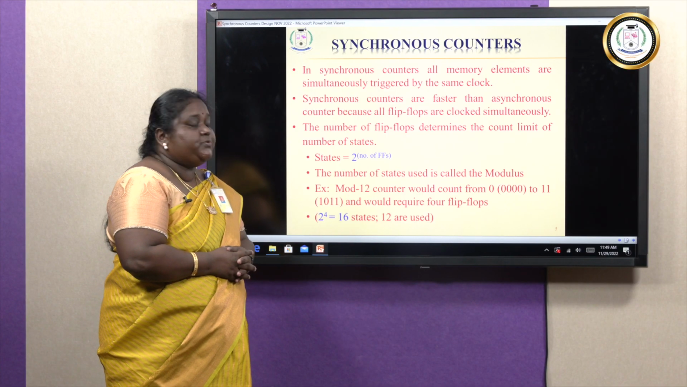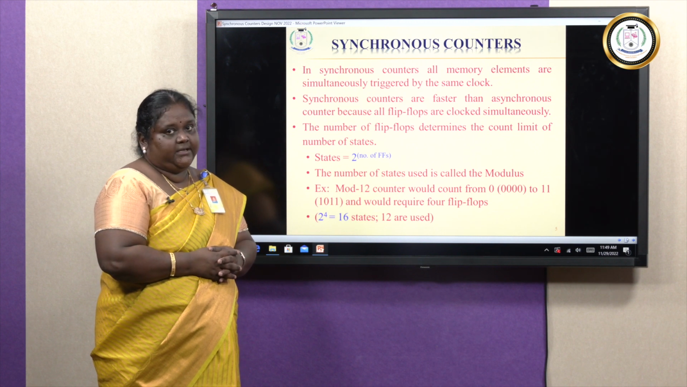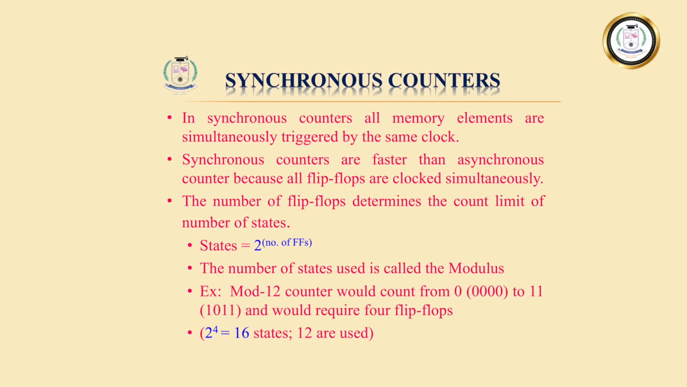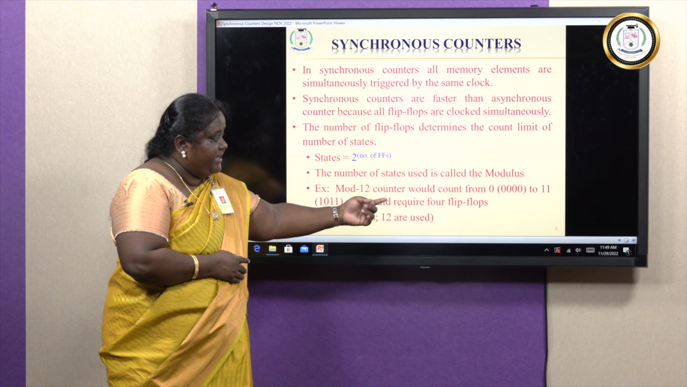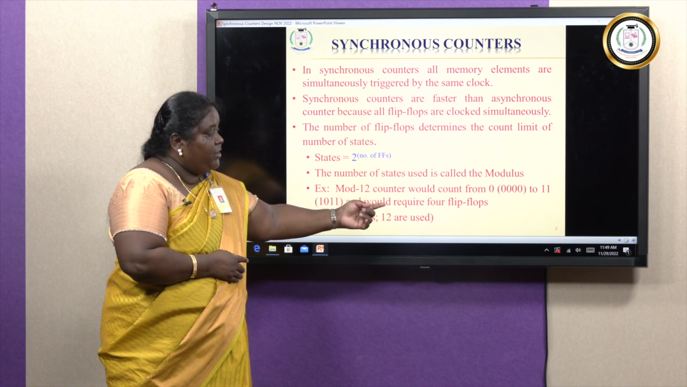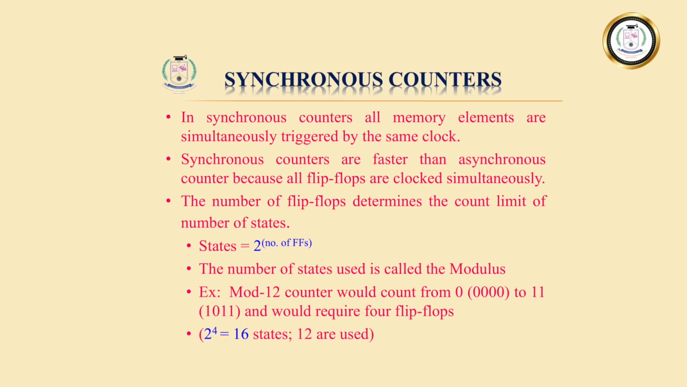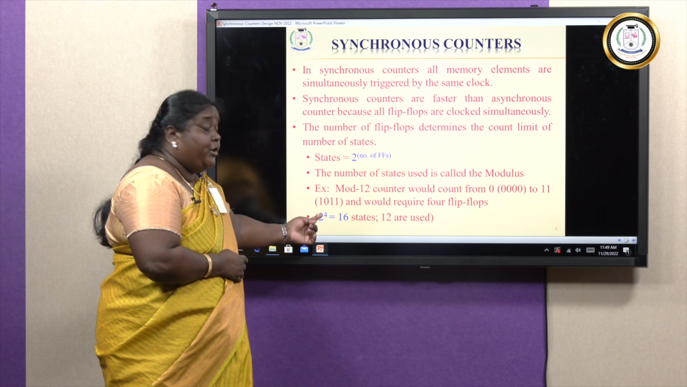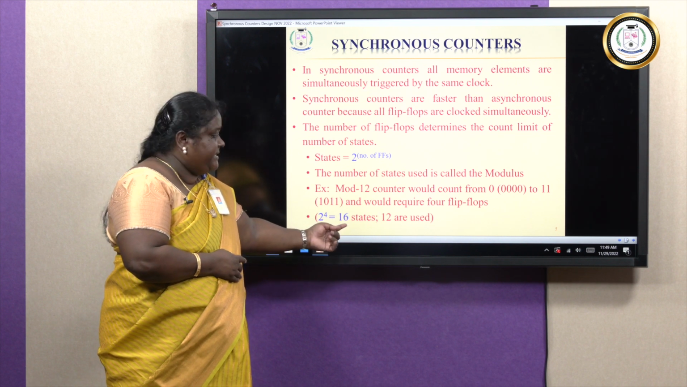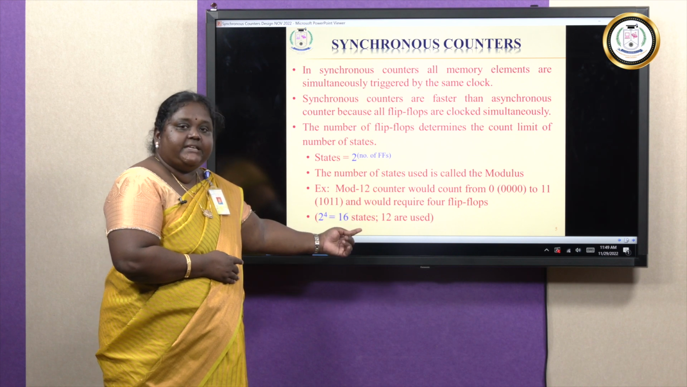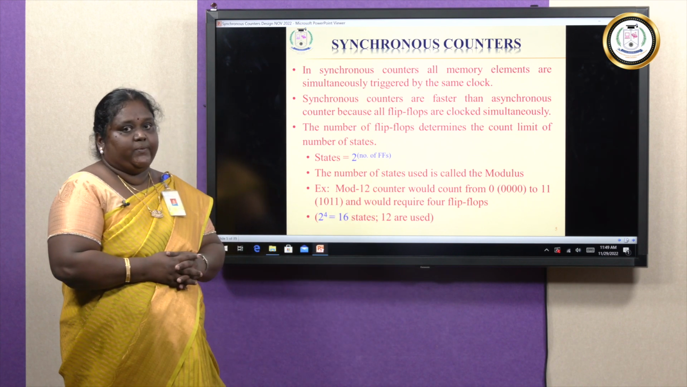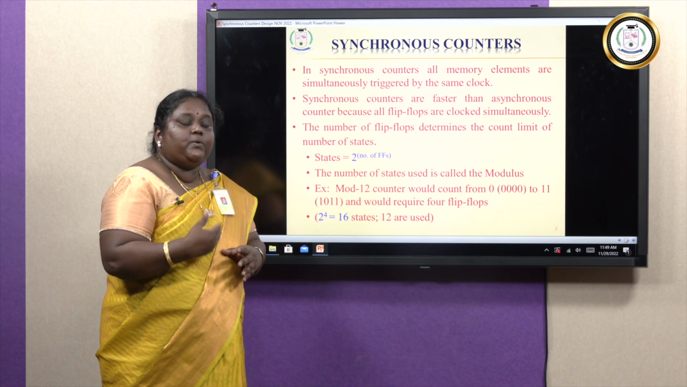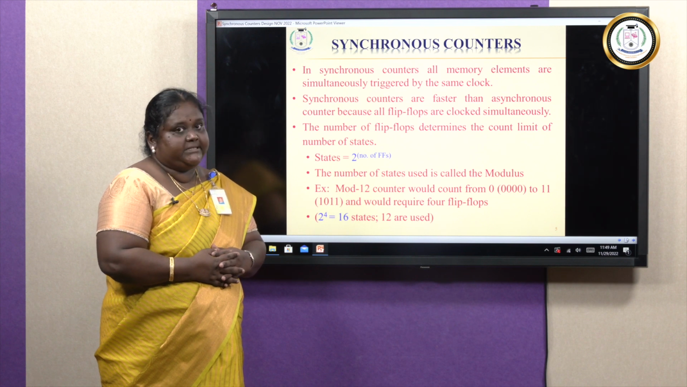The number of states used here is called the modulus. For example, if it is a modulo 12 counter, it would be counting from 0 to 11. That is a 4-bit counter, where 4 flip-flops are used, counting from 0000 to 1011. It requires 4 flip-flops, therefore 2 to the power of 4 is equal to 16 states. Out of 16 states, 12 are being used to count the sequences. So it is an example of a modulo 12 counter. Similarly, we can define many synchronous counters.